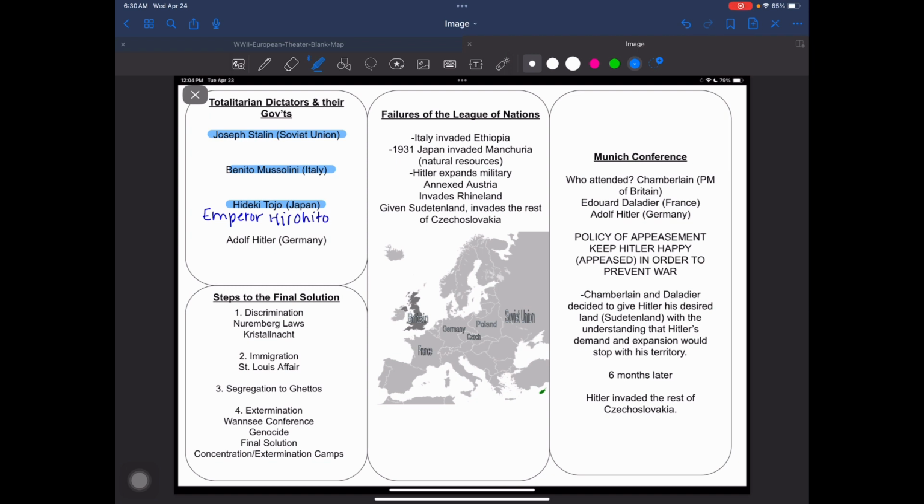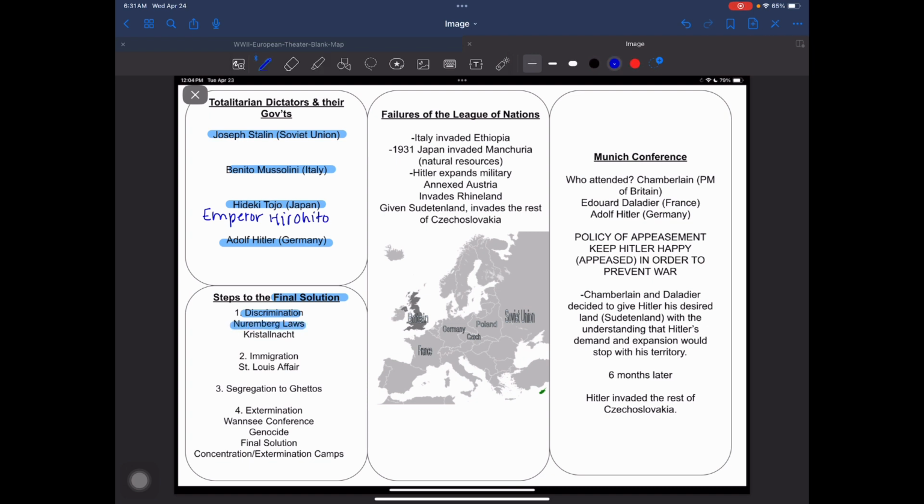And then the most infamous of them all, of course, is Adolf Hitler. One of the most infamous events throughout World War II is the Holocaust. There were actually steps to what he called the final solution, which is the extermination of the Jewish people. At first, these Jews were discriminated against, especially through things like the Nuremberg laws.